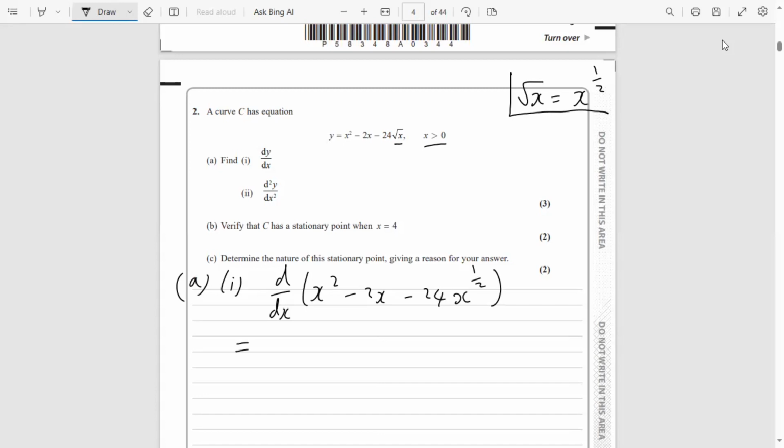So the way differentiation and integration work is you differentiate each term individually and then you just combine them all, either add them or take them away. We've got two minus signs there. So we're just going to differentiate x squared, then take away the derivative of 2x, then take away the derivative of 24x to the half.